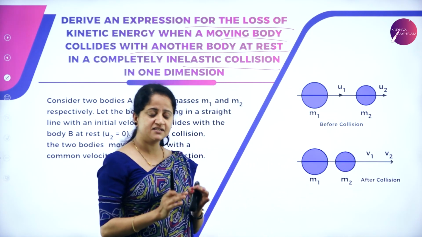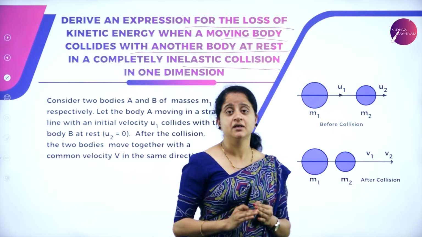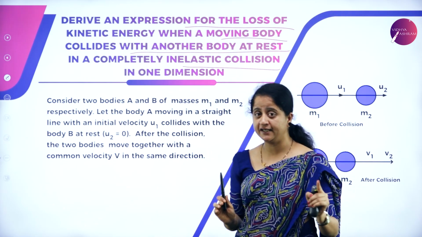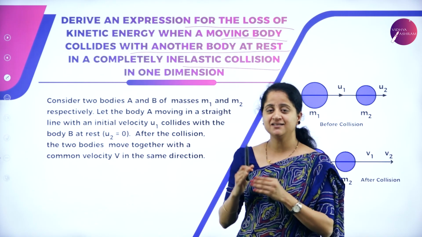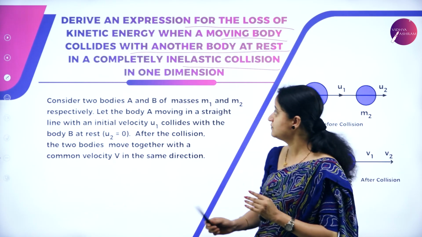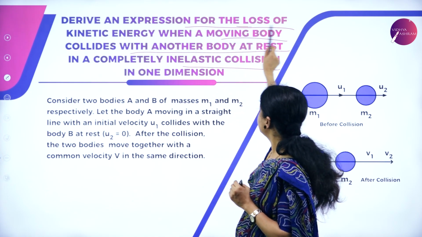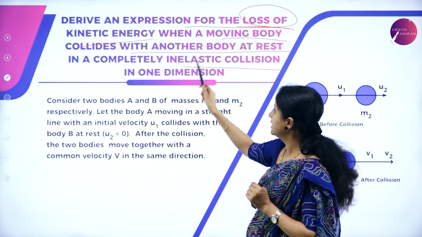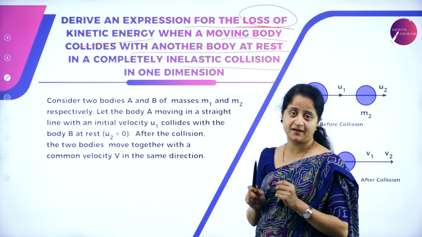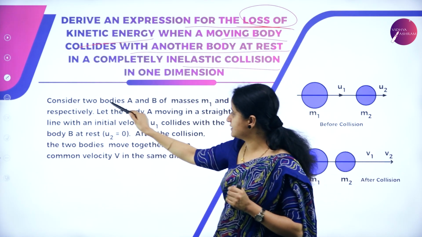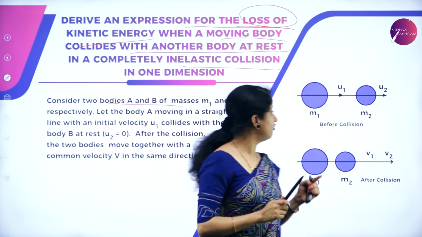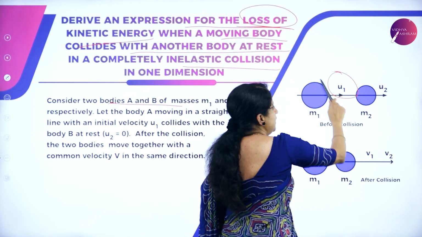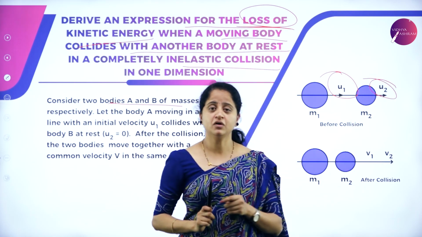Here we are considering inelastic collision where we can say only the momentum is conserved but not the kinetic energy. Kinetic energy changes from one point to another point and hence we have to find the expression for loss of kinetic energy when one body collides with another body which is at rest. So for this, let us consider two bodies A and B of masses m1 and m2 and they move with the velocities u1 and u2 respectively before collision.